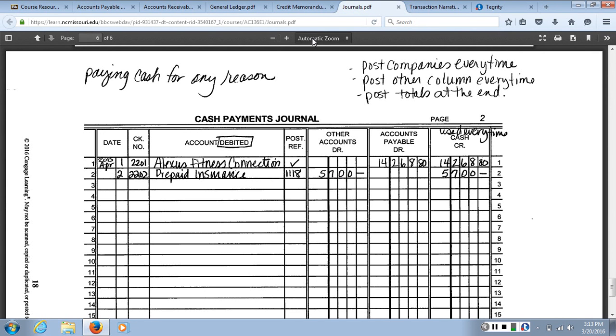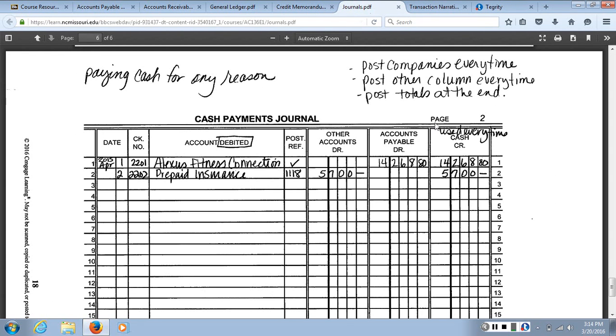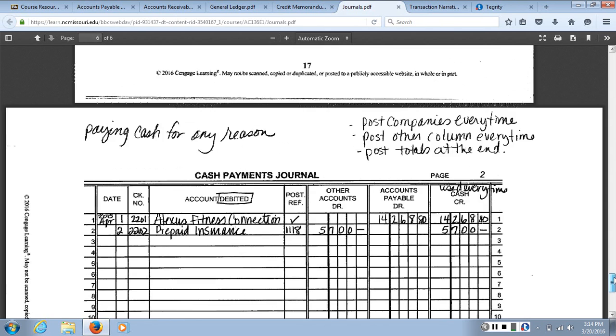Okay, so let's go ahead and walk you through how to do these. The first transaction on April 1 says purchase merchandise on account from Alexis Fitness Center, $13,865. The terms are net 30. I did write on here that it goes in the purchases journal, so let's go over and find the purchases journal.